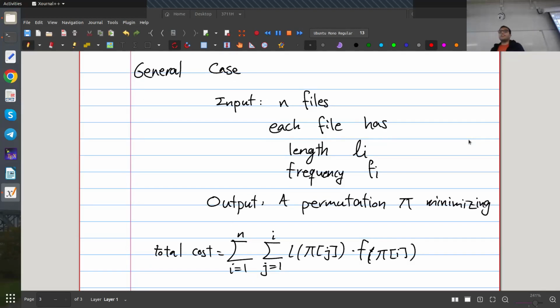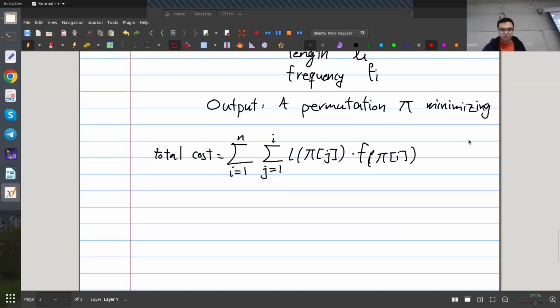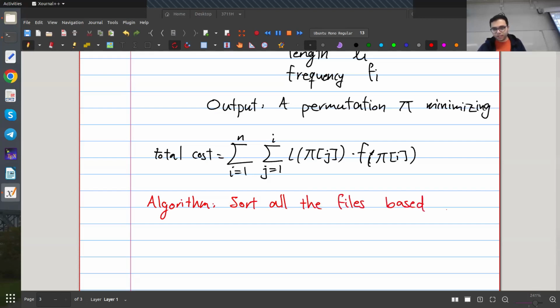I would just combine the two and look at both the lengths and the frequency, right? So this is my algorithm. I say, sort all the files based on what? Okay, if I have two files that are both accessed the same number of times, which one do I want to go first? The one that has shorter length, right?